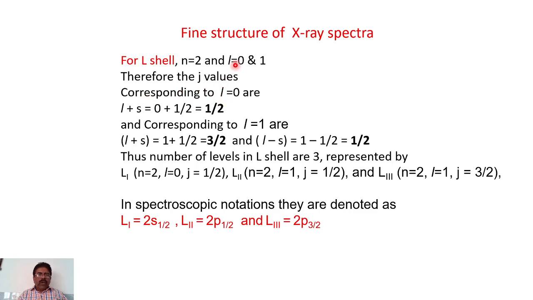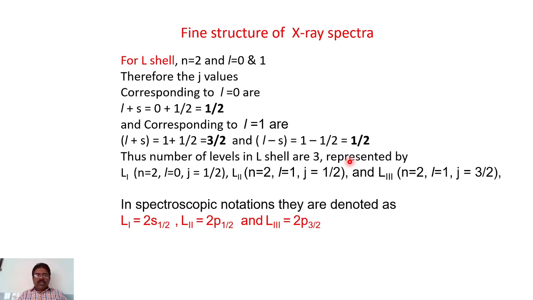First, let us consider L is equal to 0. The J values are L plus S and L minus S. L itself is 0, so only one value is there, that is half. This is the value of J for L equal to 0. For L equal to 1, the J values run from L plus S to L minus S. L is 1, so 1 plus half is 3 by 2, and 1 minus half is half. So 3 by 2 and half are the two J values. In all, for L equal to 0 there is one value of J, that is half, and for L equal to 1 there are two values of J, 3 by 2 and half. So in total there are three levels. The number of levels in the L shell is 3.